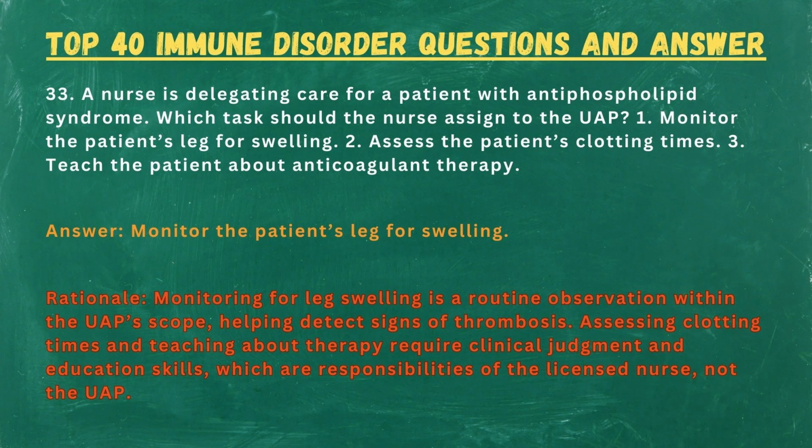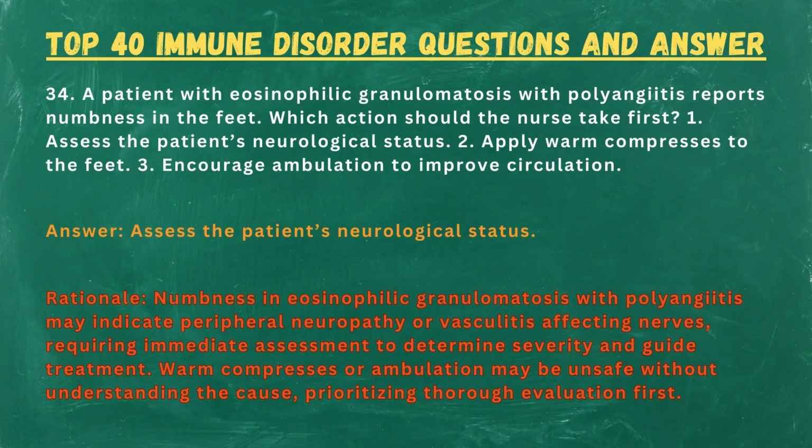Rationale: monitoring for leg swelling is a routine observation within the UAP scope, helping detect signs of thrombosis. Assessing clotting times and teaching about therapy require clinical judgment and education skills, which are responsibilities of the licensed nurse, not the UAP. 34. A patient with eosinophilic granulomatosis with polyangiitis reports numbness in the feet.